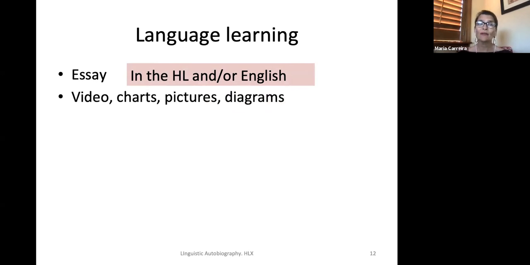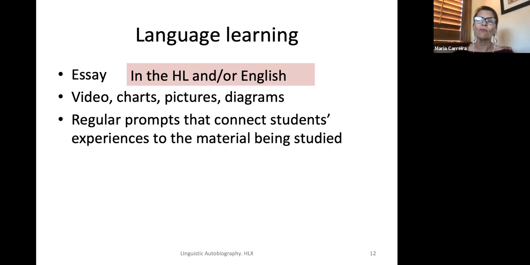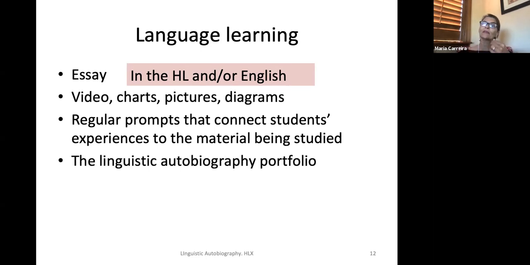If your students can't write, you can have them produce a video, create a chart, draw pictures, diagrams, such as those I showed you. Now, typically, the linguistic autobiography is one long essay, and it's typically done in one time, right? But an adaptation is to create regular prompts that connect students' experiences to the material being studied at any point in class, and that allow students to constantly update their linguistic autobiography in interesting ways, again, that connect to what is being studied in the classroom.